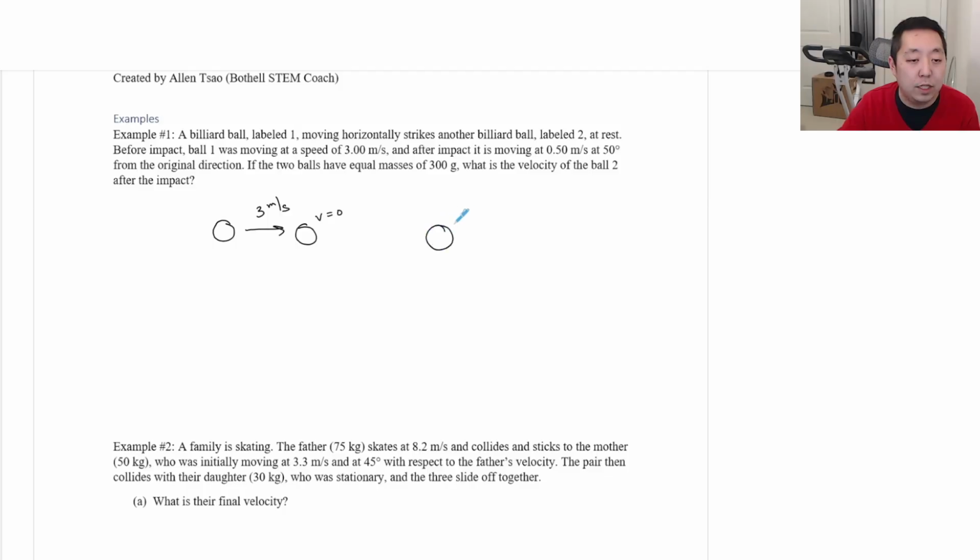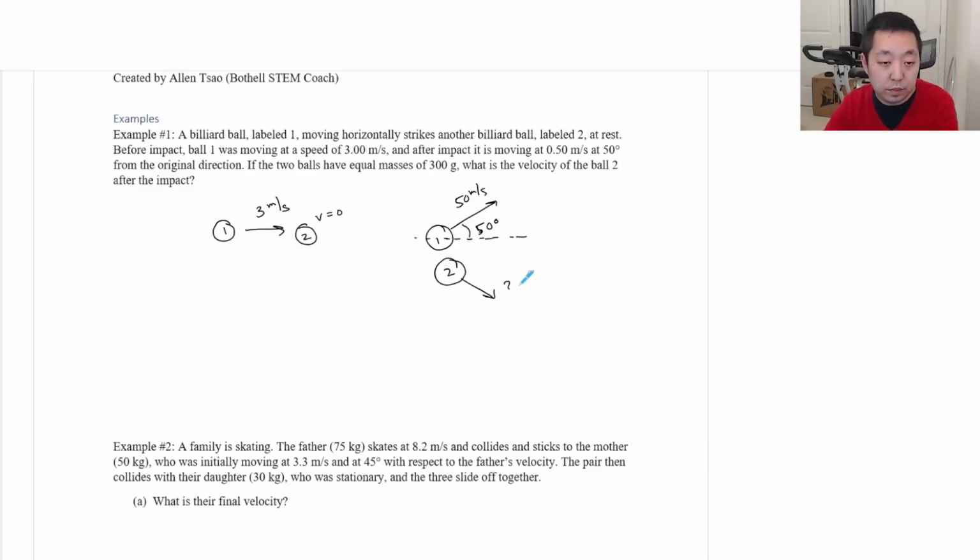So now this guy, we'll call this 1, we'll call this 2. 1 is now moving 0.5 meters per second at an angle of 50 degrees from the original direction. If the 2 balls have equal masses, what is the velocity of ball 2 after? So ball 2, what is ball 2 going to be doing? Probably going somewhere like this way at some unknown velocity. So this is what I want to figure out. I want to know this guy's velocity.